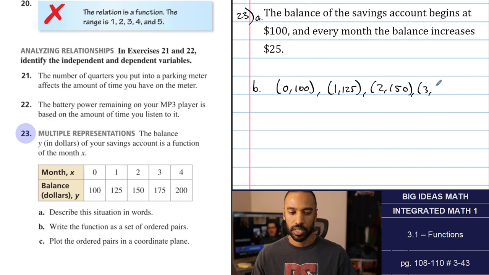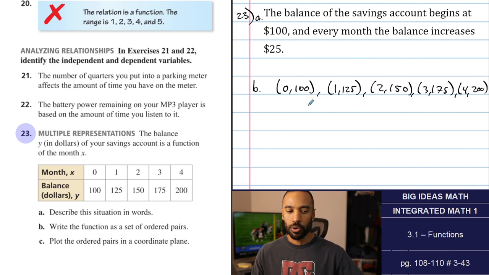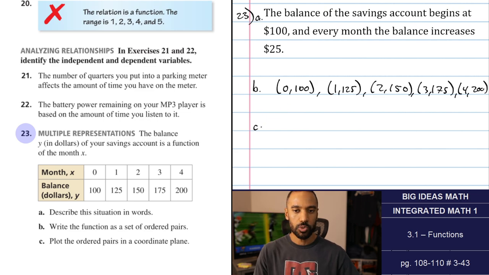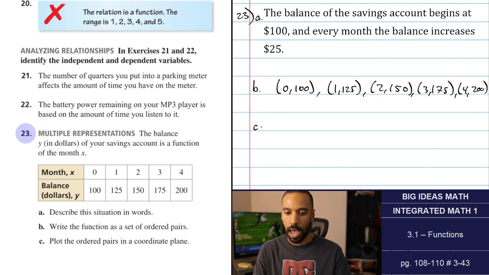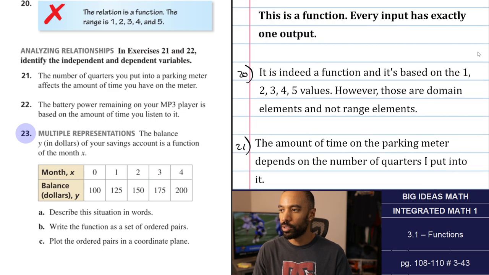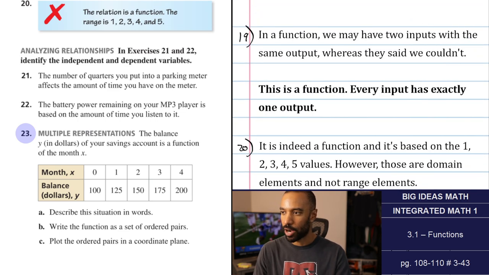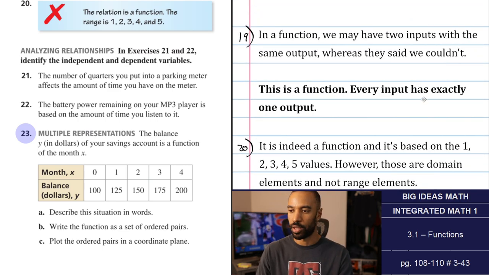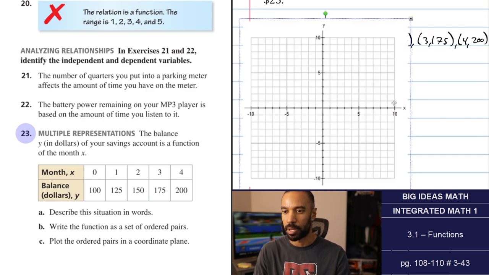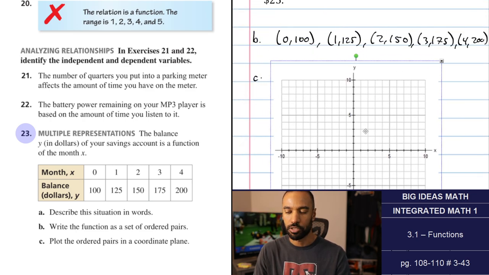So we don't do this unless we're required to. And here we're required to. 4, 200. Part C says plot the ordered pairs in a coordinate plane. Okay, so I guess we do need to graph something here. I'm going to provide this graph paper. I have this set for every page, no matter what things I do, because I never know when it's going to pop up. So it's going to look like this, and I can provide this for you as well.